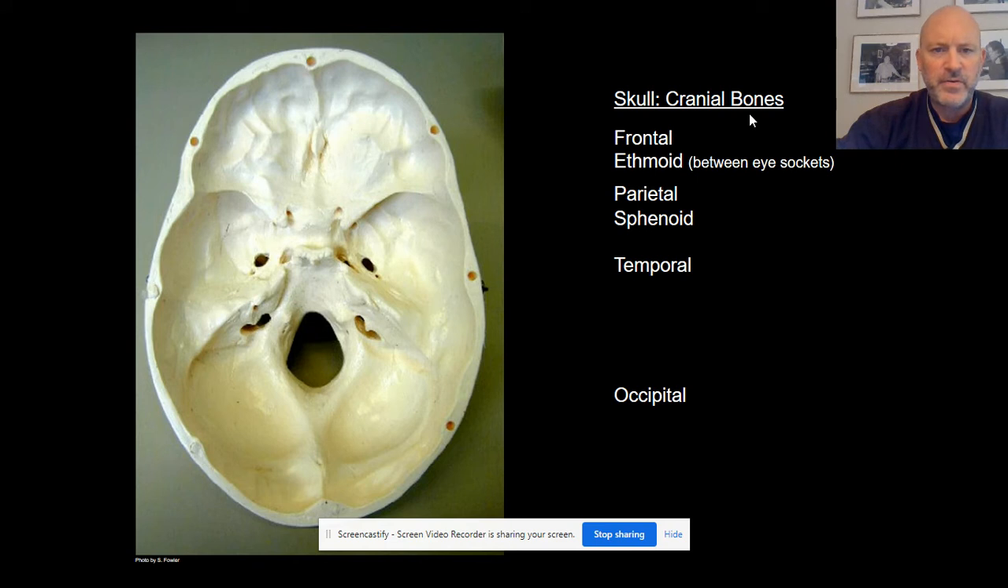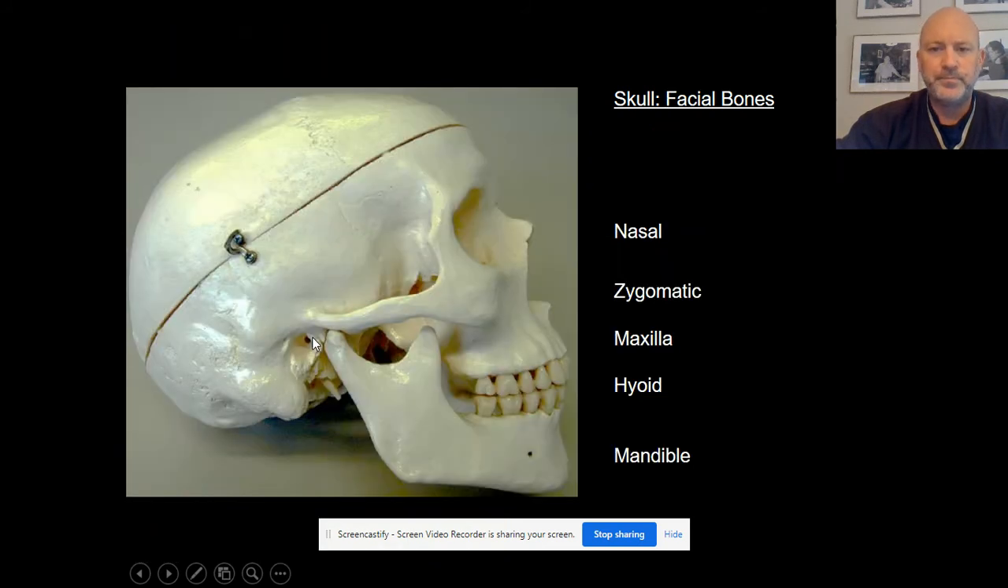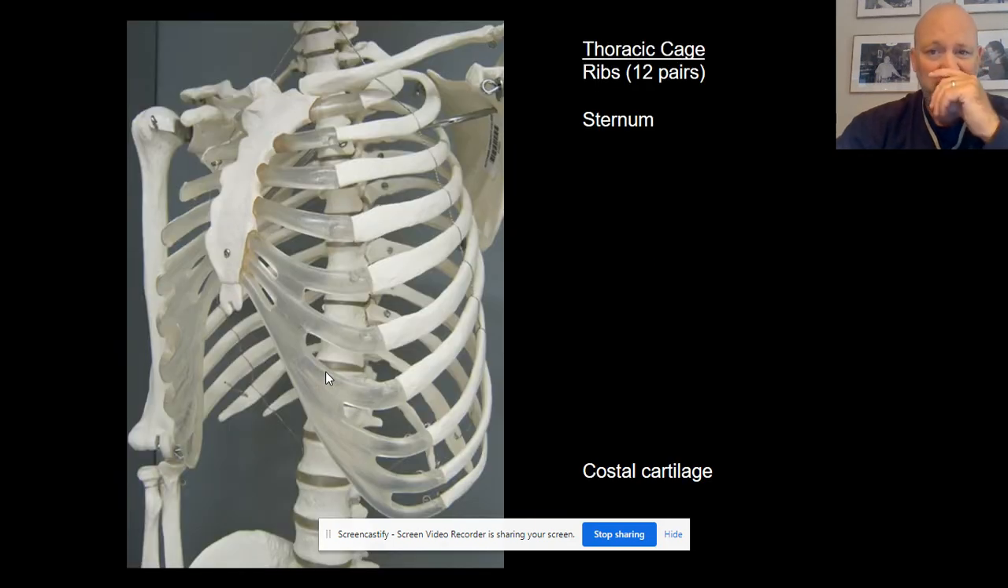This is the inferior view, looking down with the top removed. Frontal, ethmoid, parietal, sphenoid, temporal, and in the back we have occipital, and then we see the foramen magnum here as well. Nasal bones, cheekbones, maxilla, mandible, and the hyoid bone we see back behind here. It looks like it's touching other bones in the model because they have to tie it to something in the model, but in real life it's not touching anything. It's floating out in space up around the larynx.